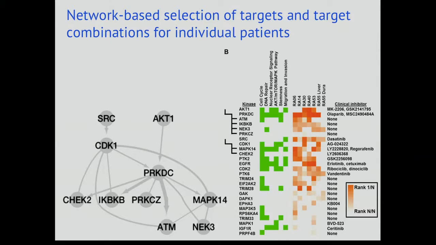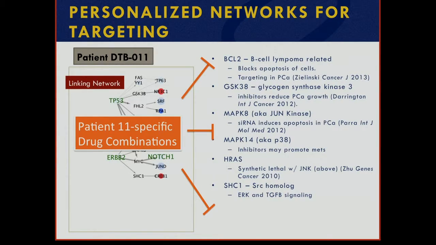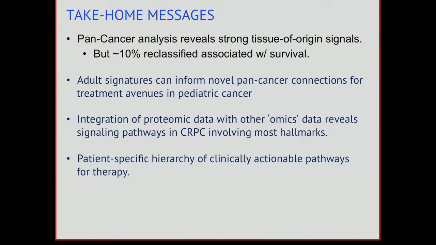If you think it's going to be, then you might also target SRC and AKT and so forth to try to cover most of this network. It's sort of a network cover problem. So that's sort of where we're at now. I'm out of time. We're now actually following up on some of the implicated components of these networks to think about combinations and testing those in cell line models.